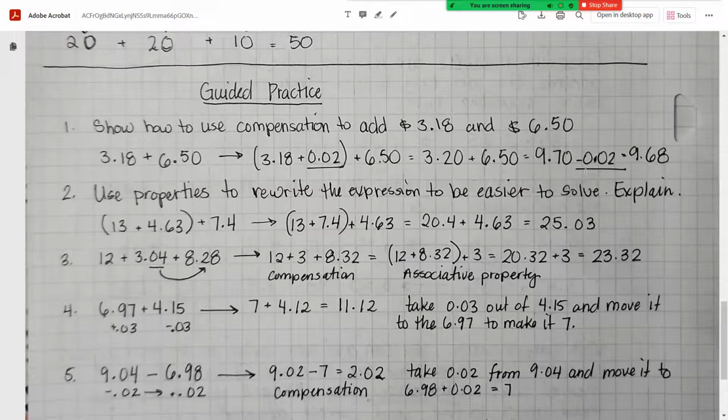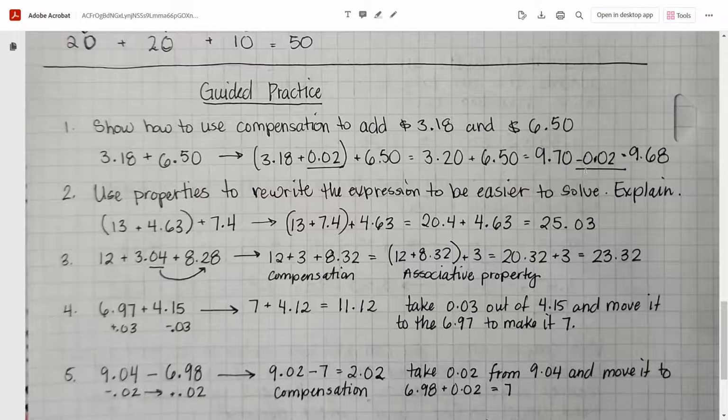Number 2 says use properties to rewrite the expression to be easier to solve and then explain. So I have 13 plus 4 and 63/100 plus 7 and 4/10. Now, I'm going to rewrite this using my associative property, and I'm going to group the 13 and the 7 and 4/10 because I know 13 plus 7 is 20. So 20 plus 4/10. And then I can add the 4 and 63/100.